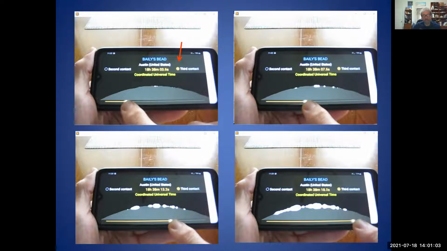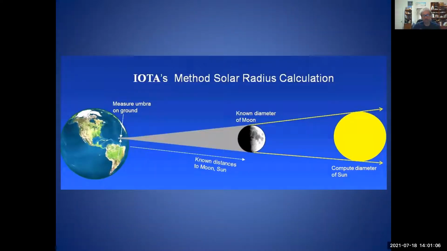Now, IOTA seeks to measure the Baily's beads in our long-term study to compute the diameter of the sun from one eclipse to the next, or historical eclipses. And this is the basis of the technique that is used. It's a skinny triangle. We want to measure the umbra on the ground, the width of the umbra, which is why we go to the path limits. And with a known distance to the moon and the sun and the known size of the moon, it's a simple matter to compute the diameter of the sun. Now, this is the basic idea of how we do it. It's not this easy, but this is the basic idea of what we're doing.